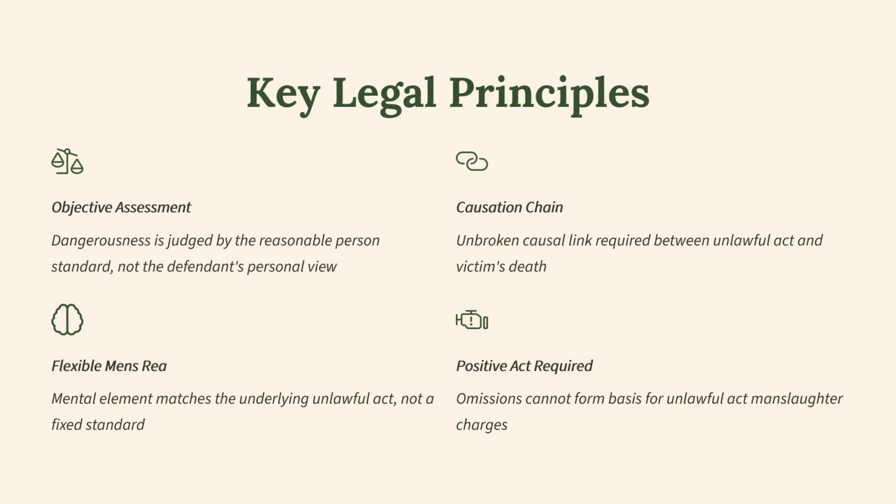So the key legal principles here are, first, an objective assessment. Dangerousness is judged by the reasonable person standard, not the defendant's personal view. There's got to be a causation chain, an unbroken causal link required between the unlawful act and the victim's death. You've got this flexible mens rea aspect to unlawful act manslaughter: the mental element matches the underlying unlawful act, not a fixed standard. And remember, it's a positive act requirement. Omissions cannot form the basis of unlawful act charges.